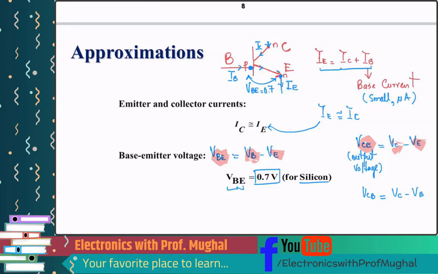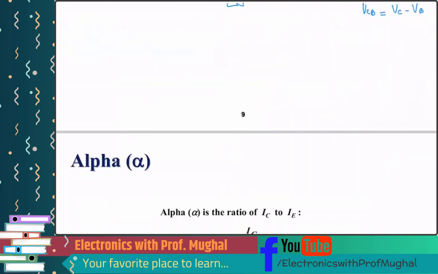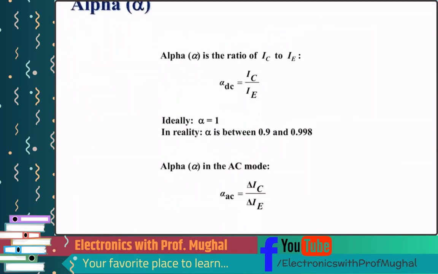When you buy a transistor, it comes with a data sheet and they will tell you what VBE is. It is usually 0.7 because they are made of silicon. Okay, let's move forward. I hope everybody's following me here so far.